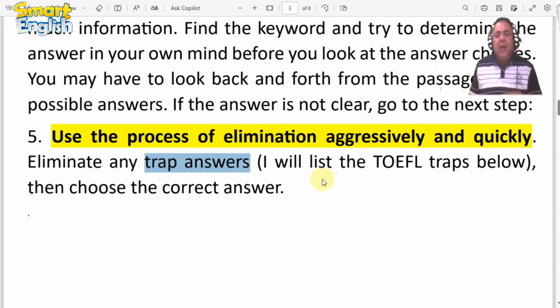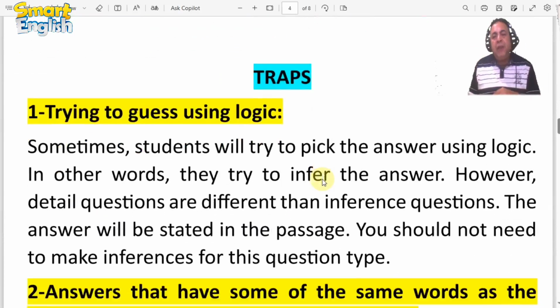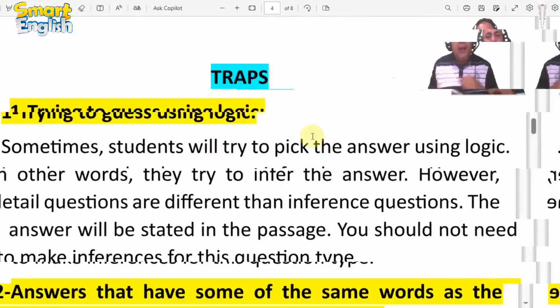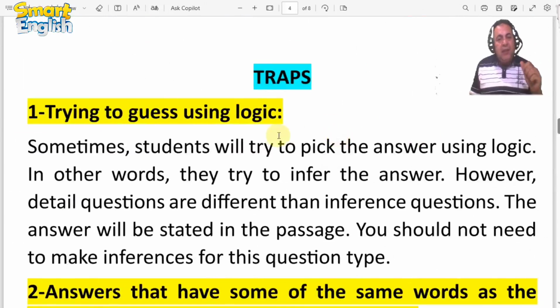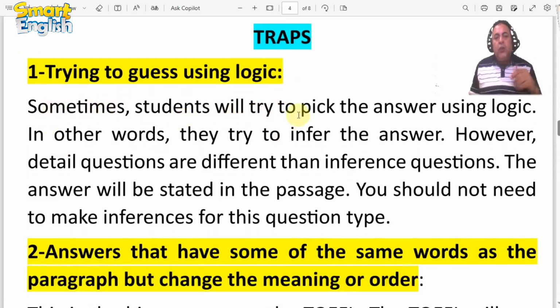Be with me to illustrate which kinds of traps you will face in your test today. The first trap, and this is a common one, is trying to guess using logic. Sometimes students will try to pick the answer using logic. In other words, they try to infer the answer. However, detailed questions are different from inference questions.